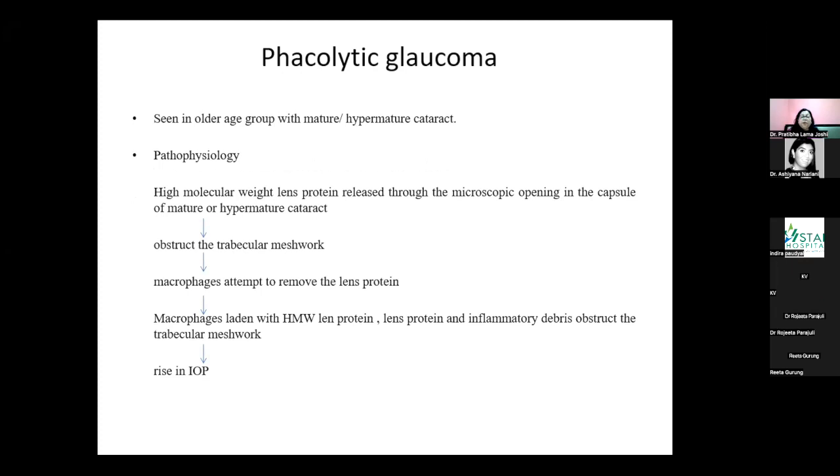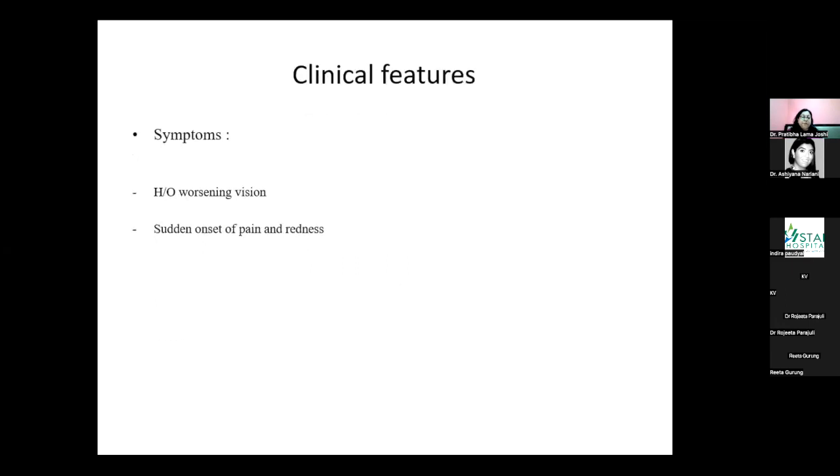And these high molecular weight proteins are released from the microscopic opening in the capsule, and these lens proteins block the trabecular meshwork. The trabecular meshwork is also blocked by the macrophages that attempt to remove the lens protein. And these macrophages laden with high molecular weight lens protein, the lens protein itself, and inflammatory debris all obstruct the trabecular meshwork, which will give rise to raised intraocular pressure.